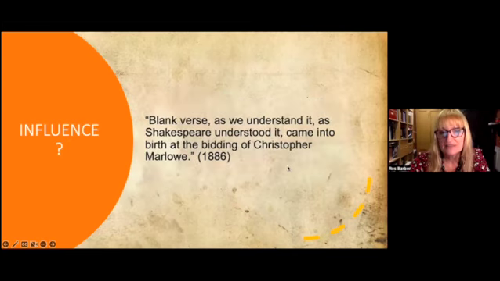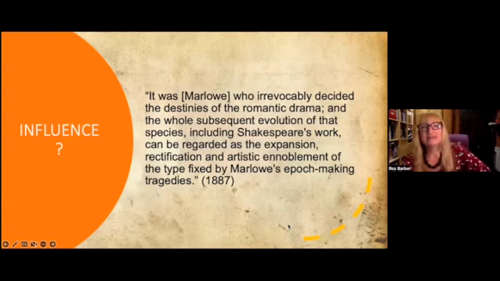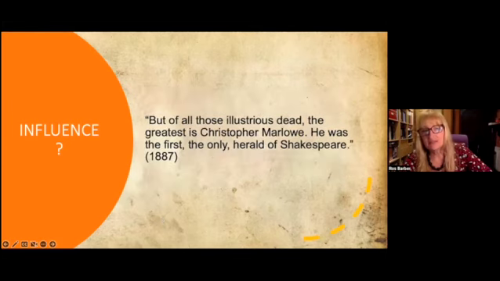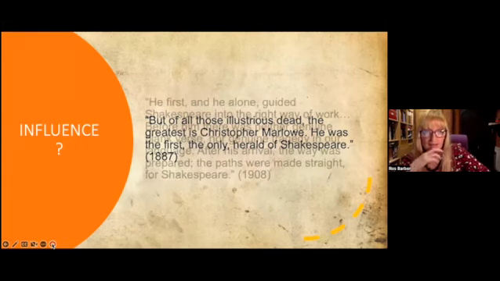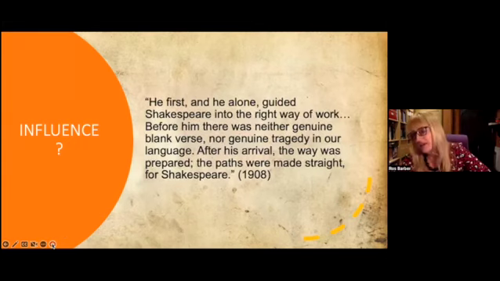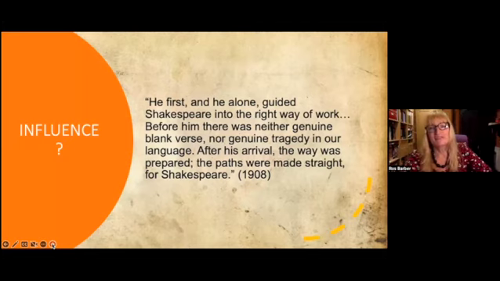Blank verse, as we understand it, as Shakespeare understood it, came into birth at the bidding of Christopher Marlowe. It was Marlowe who irrevocably decided the destinies of the romantic drama, and the whole subsequent evolution of that species, including Shakespeare's work, can be regarded as the expansion, rectification, and artistic ennoblement. But of all those illustrious dead, the greatest is Christopher Marlowe. He was the first, the only herald of Shakespeare. He first, and he alone, you guess there's a theme going on here, guided Shakespeare into the right way of work. Before him, there was neither genuine blank verse nor genuine tragedy in our language.